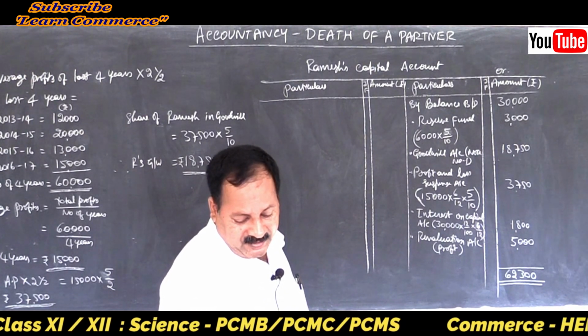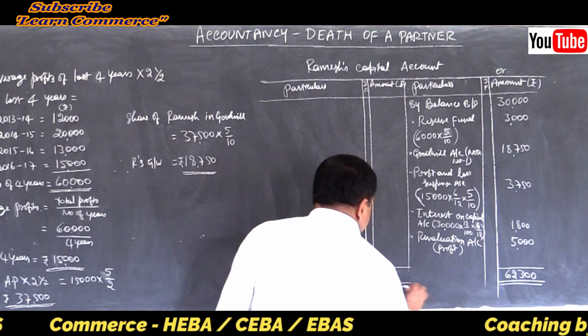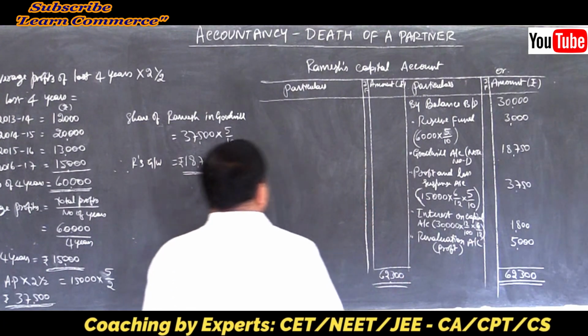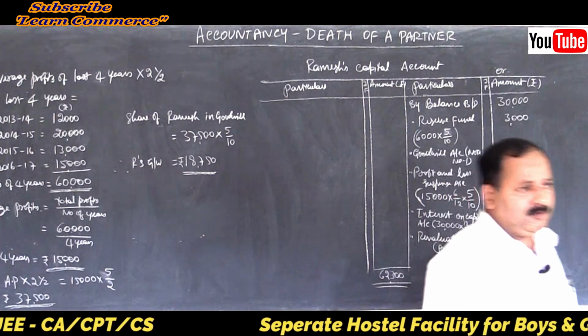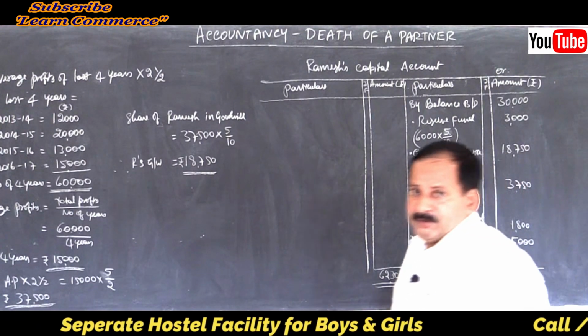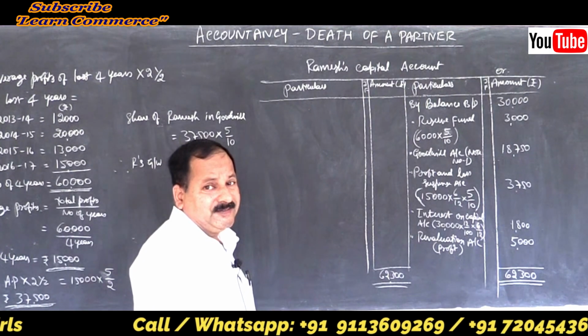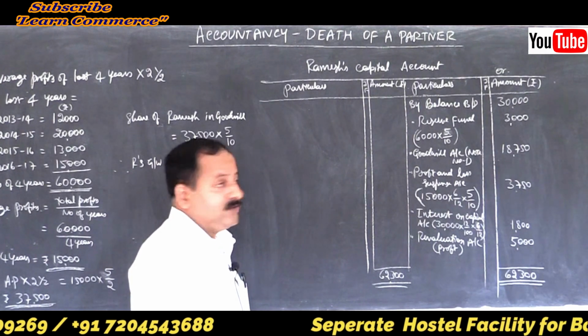So we are preparing the capital account here. So write the same total on the other side. 62,300. It's done. Here, what we have to do? Whether it should be brought down, carried down? No. Immediately we have to transfer it to his what? Loan account? No. Executors account.